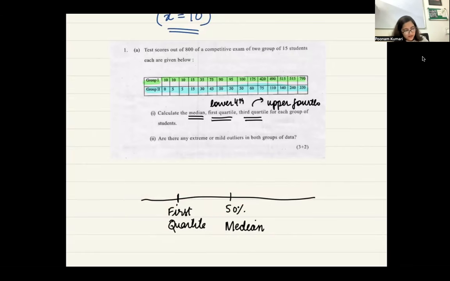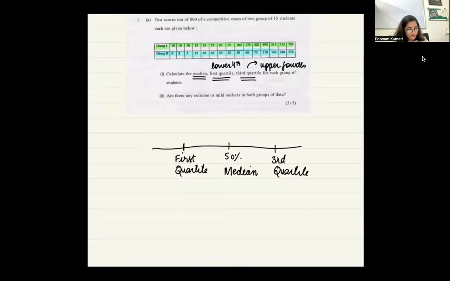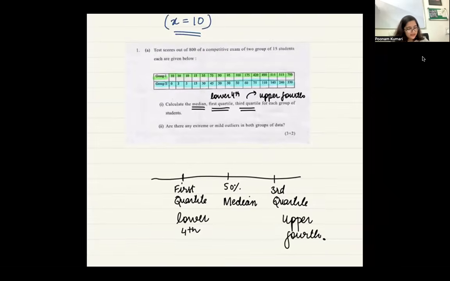Okay. And then the third quartile. Third quartile is what? It's that point to the left of which you have 75% data and to the right of which you have how much data? 25% data. Okay. That is how everything is. Is that clear? Yes. So this is actually your lower fourth. When we were doing box plot, this is lower fourth. And this is your upper fourth. Okay, so lower fourth and upper fourth.